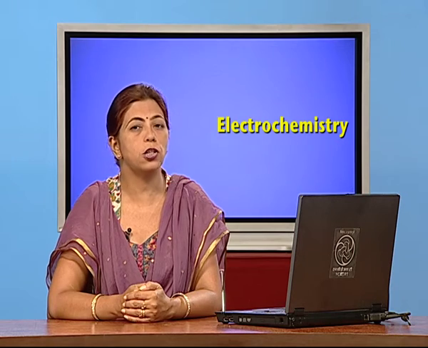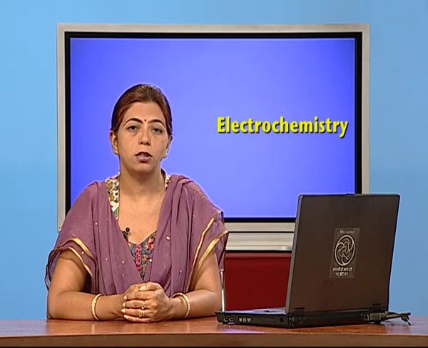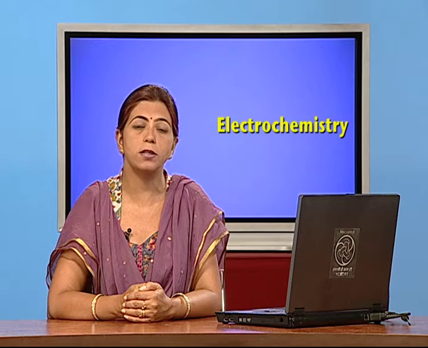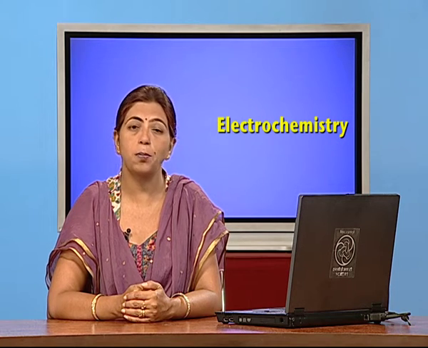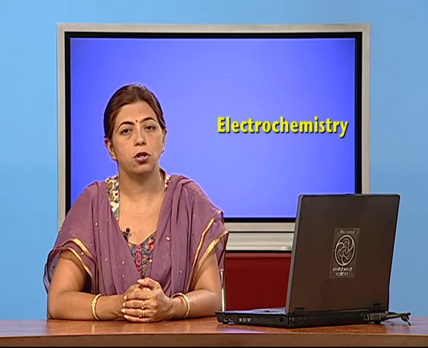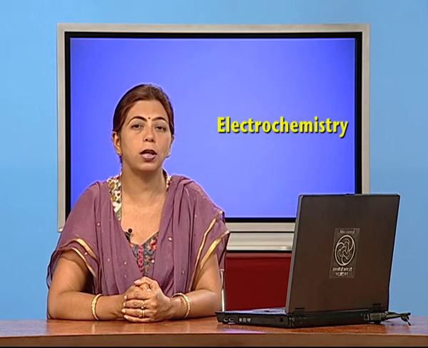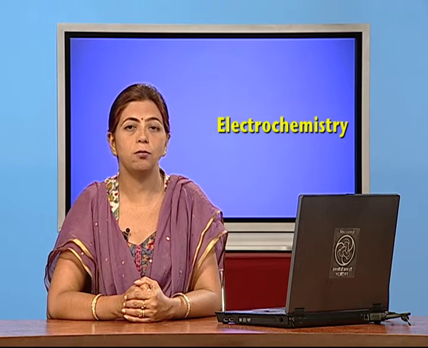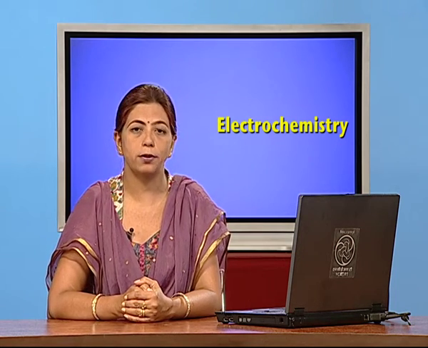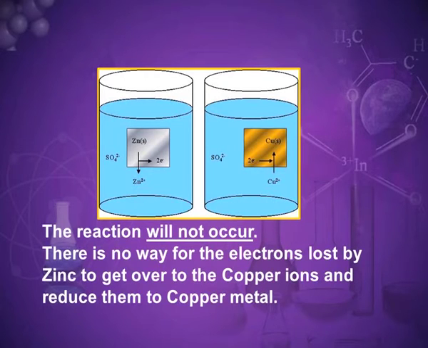We need to connect these 2 cells so that the 2 electrons which are lost by the zinc metal atom can pass to the copper ions so that they can gain those 2 electrons. So we need to connect them, and we will connect them through an insulating wire. Unless or until they are connected, the reaction will not occur because there is no way for the electrons lost by the zinc to get over to the copper ions and reduce them to the copper metal.